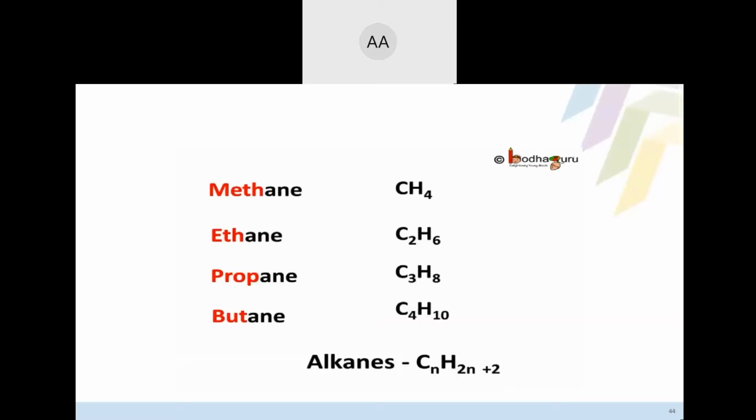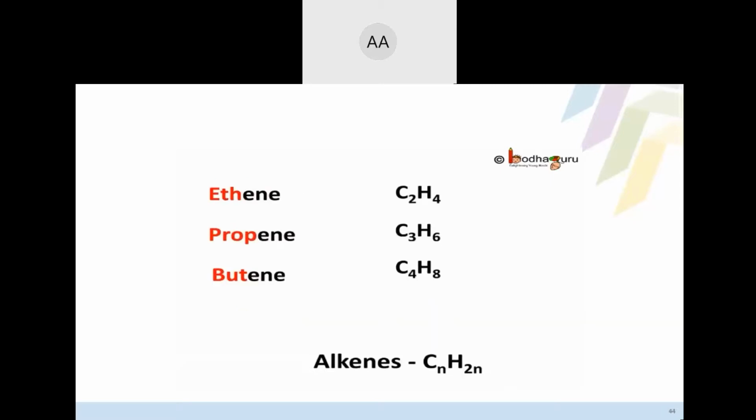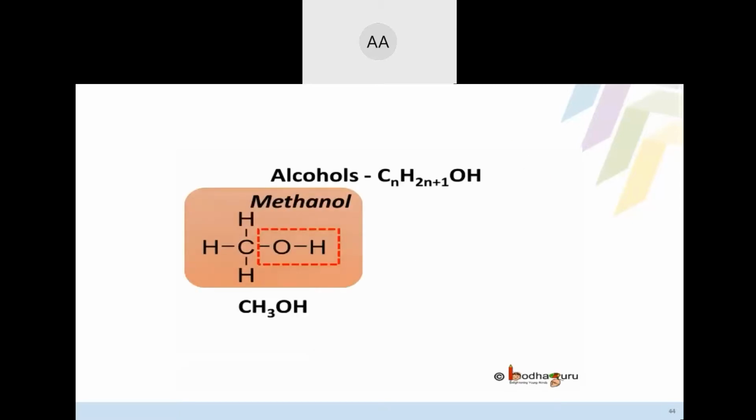And also all alkenes have the same general formula, which is CnH2n. Same way, all alcohols have the same general formula, which is CnH2n plus 1 OH. And thus we see the formula for methanol is CH3OH.